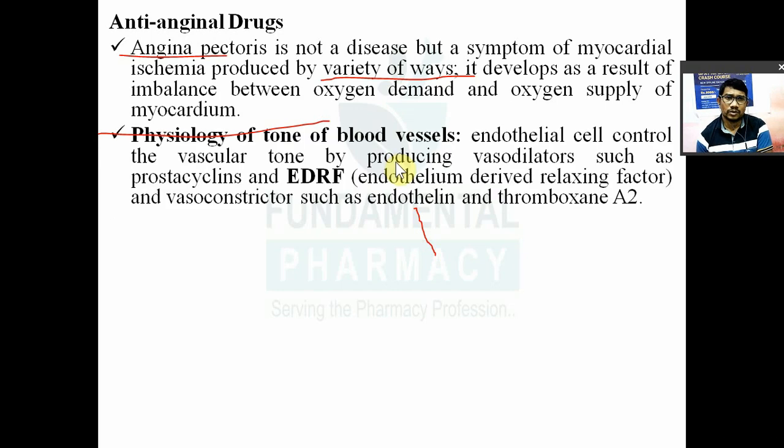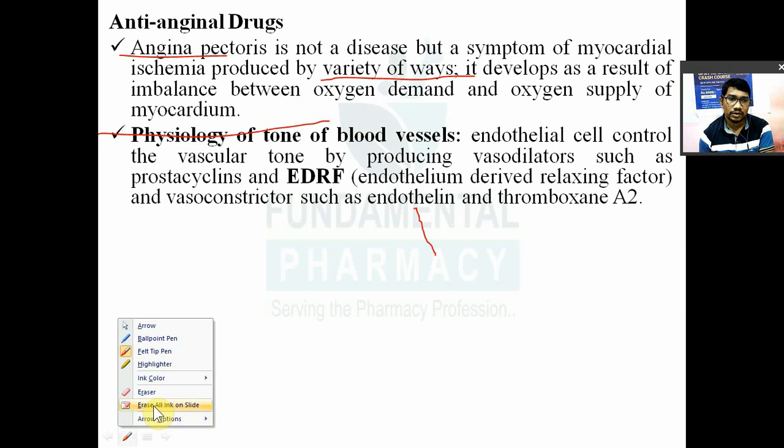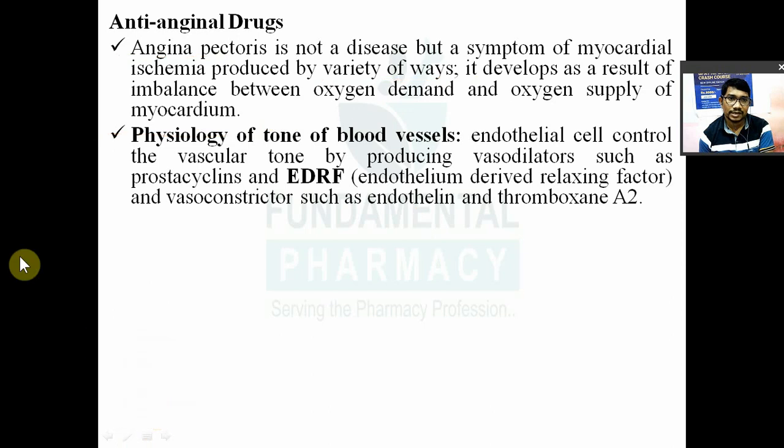Now, physiology of blood vessel, tone of blood vessel. Blood vessel tone means how constriction and relaxation happen. So endothelium means what? The inner layer of blood vessel. Endothelium of blood vessel will control the tone of blood vessel by releasing the chemicals which are responsible for the constriction as well as dilation. So your blood vessels' inner layer is known as endothelium.